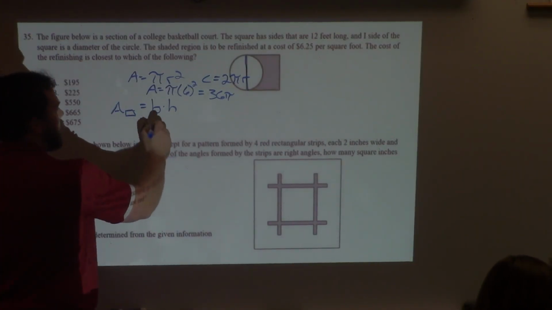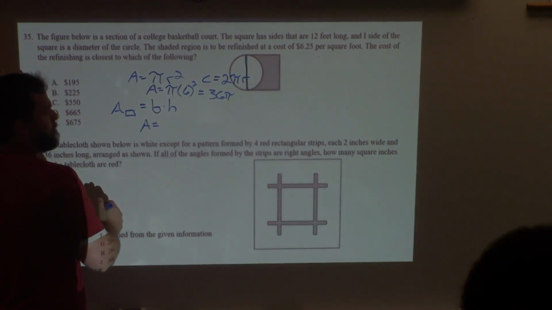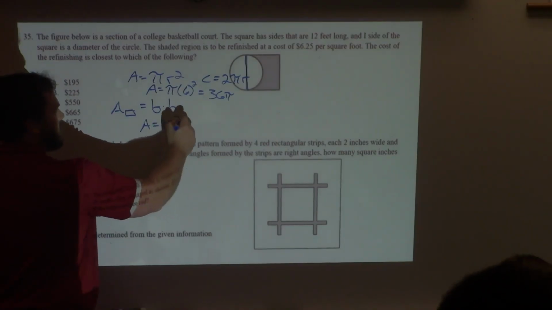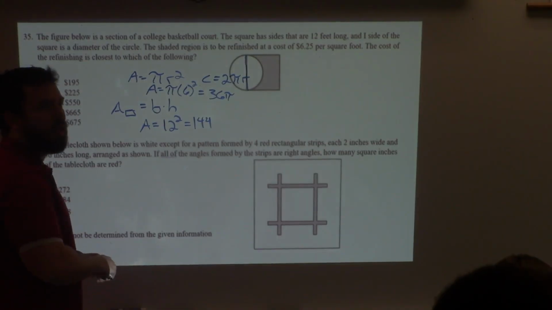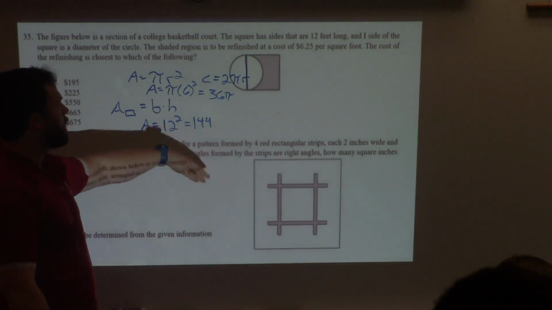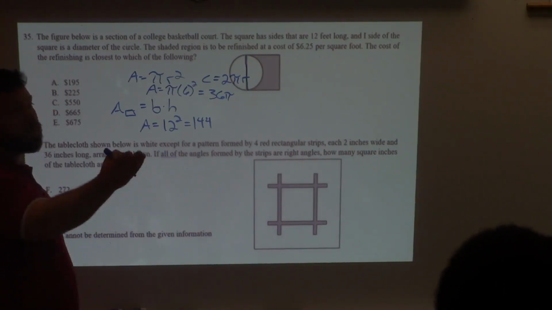All right, area of the square then would just be what? Sorry, I lied. 12 squared? It's 113. I was just looking at that, I was like, it's got to be more than 100. So notice 12 squared, 144, and that is true.